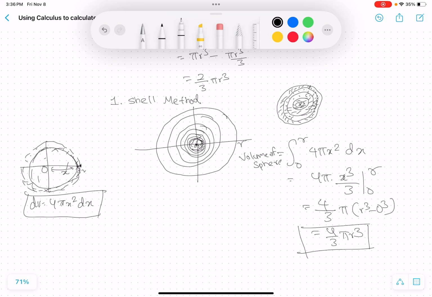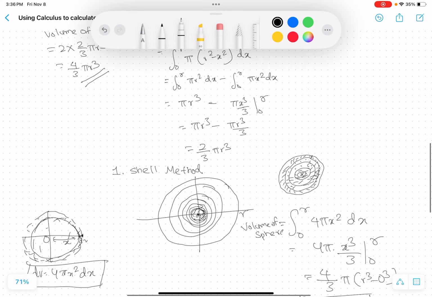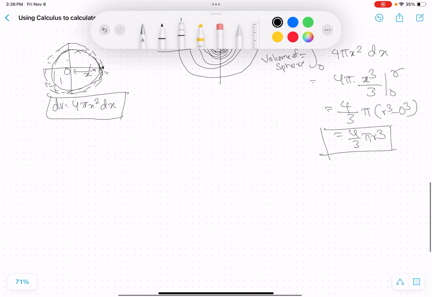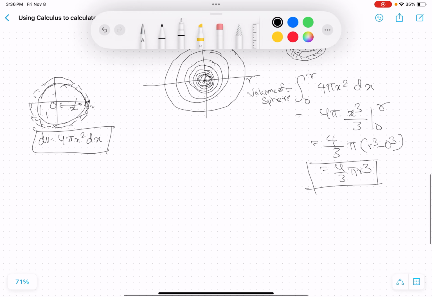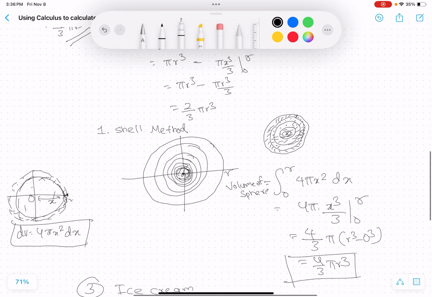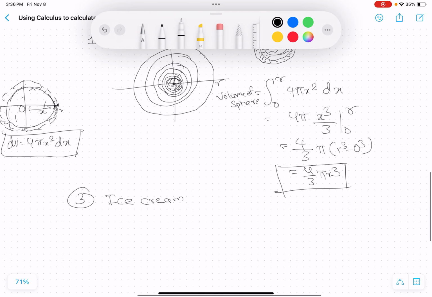Okay, now let's go to the real thing. For this, you need to know some concepts of spherical coordinates, the ice cream method. You do need to know some of the ideas of spherical coordinates.